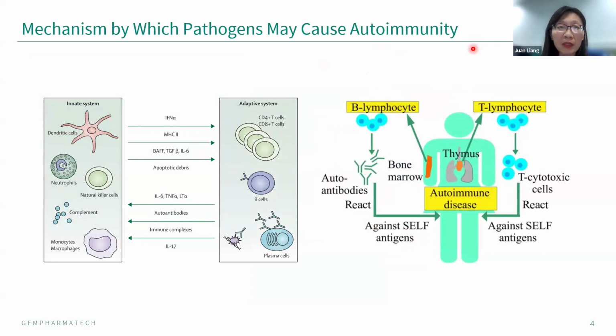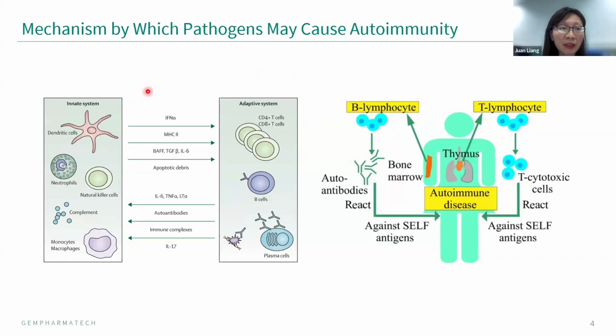Also, the mechanism that causes autoimmunity is complicated, but we all know that immune system disorder is the main modulator that causes autoimmune disease to happen. The innate immune system, like dendritic cells, neutrophils, NK cells, complement, and macrophages, can contribute to the development of autoimmune disease. The adaptive system, like T cells and B cells, also contributes to the pathogenesis of autoimmune disease.